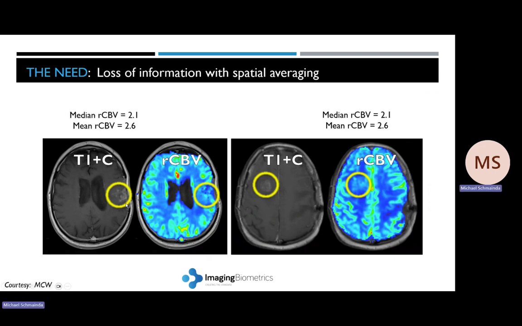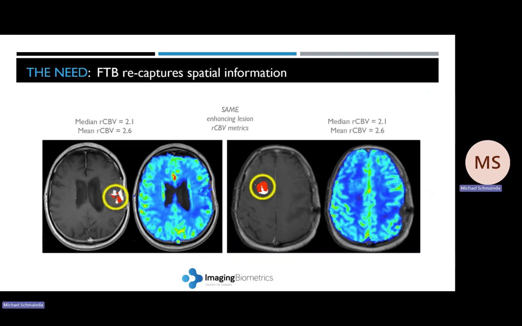Here's a case with 2 patients. The one on the left, you can see the region of enhancement on the T1 plus C and the corresponding rCBV map. There's a similar sized region of interest on the right, showing the region of enhancement and the rCBV map. They both have the same median rCBV and mean rCBV. So the same metrics, same size of tumor, etc. And you think they're the same type of tissue.